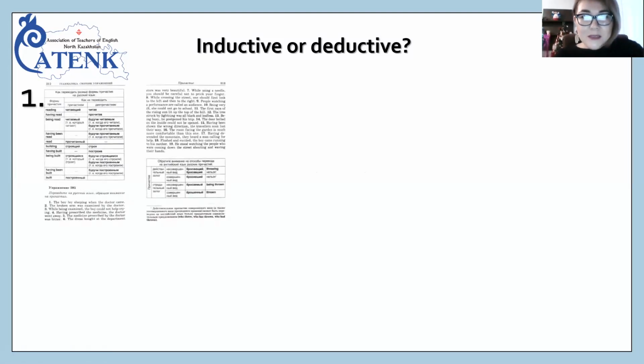Let's look at these examples too. So Saulia's way was clearly deductive, because she explained everything. She gave the chart with tables, with grammar, and then the practice. There wasn't noticing. So let's look at this example here. Do you think this is an inductive or deductive way of presenting grammar? Look at this. Can you see it actually, or is it too small?